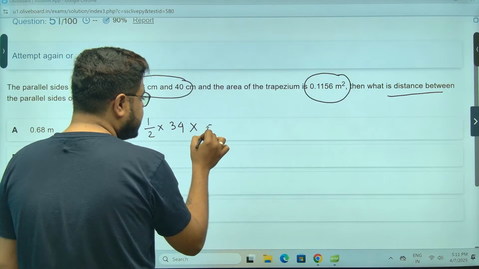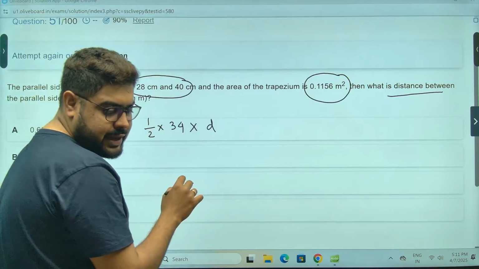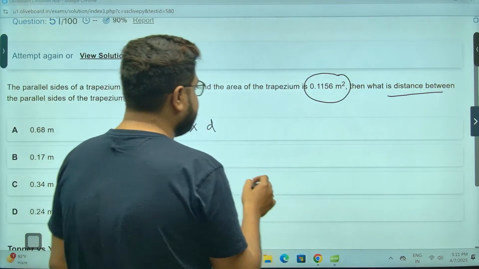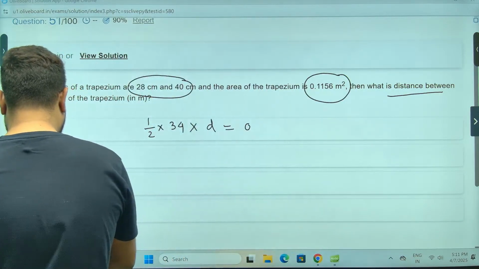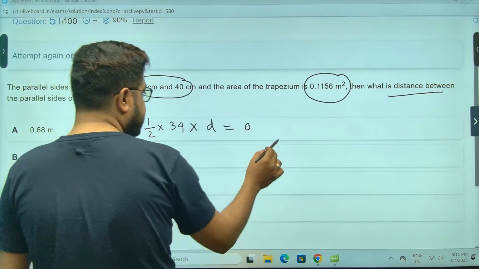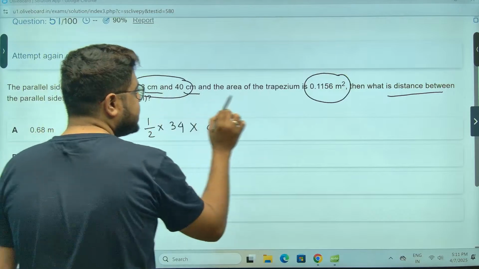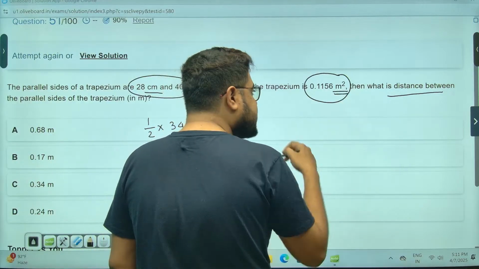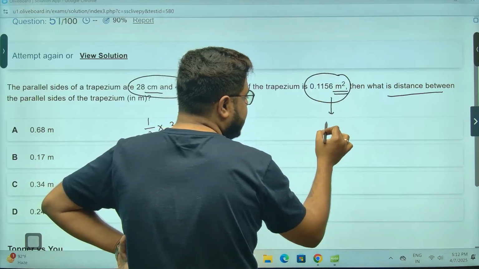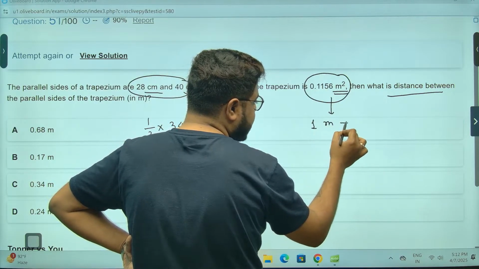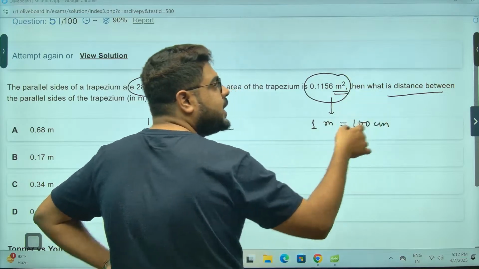Into the distance between the parallel sides. I'm taking it as D, or H, whatever you want to take. These are all in centimeters, and the area is in meter square. So if I want to convert to meter square, 1 meter is equal to how many centimeters? 100 centimeters. So it will be 100 into 100.